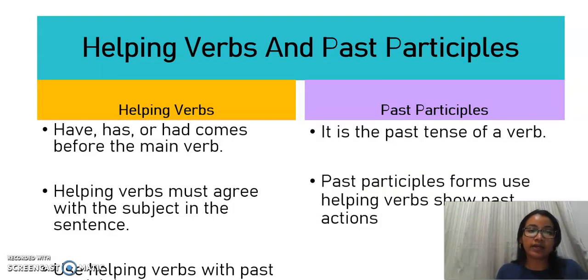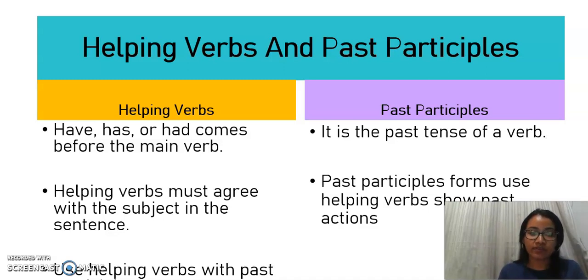So let's go with the helping verbs and past participles. This is another type of tense that we are going to learn today. In order to form the past participle, we need a helping verb. Here we have the examples of the helping verb that we are going to need. We already studied, if you remember, helping verbs. In this case, the only helping verbs that we are going to use are have, has, or had, and they come before the main verb.